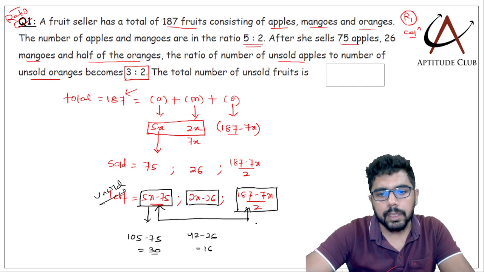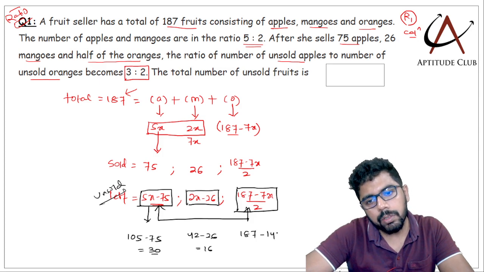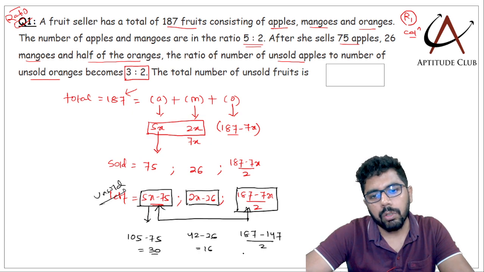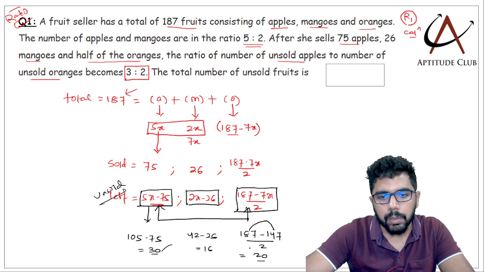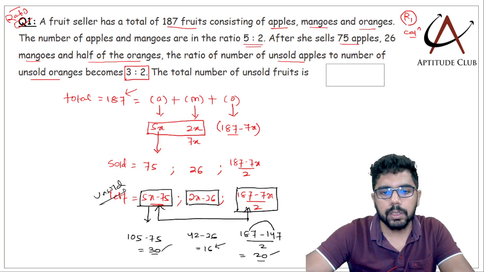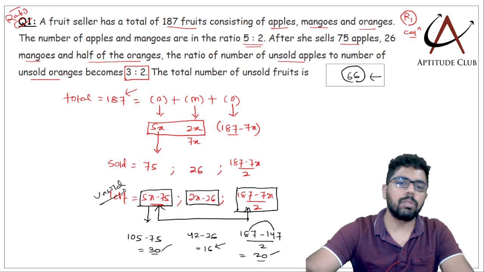And 187 minus 7 times 21, which is 147, by 2. So 187 minus 147 is 40, by 2 it is 20. So 30 plus 20 it is 50, plus 16 it is 66. Total number of unsold fruits is 66.